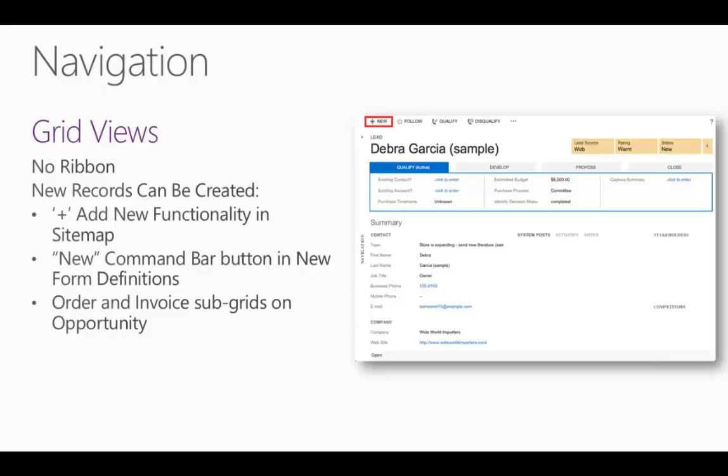The only exception to this is for the order and invoice subgrids on the opportunity form, which allow you to add new records as opposed to existing records. More information on the behavior of subgrids in the new form definitions can be found in Module 3, Lesson 4 of the December 2012 Service Update Training documentation.